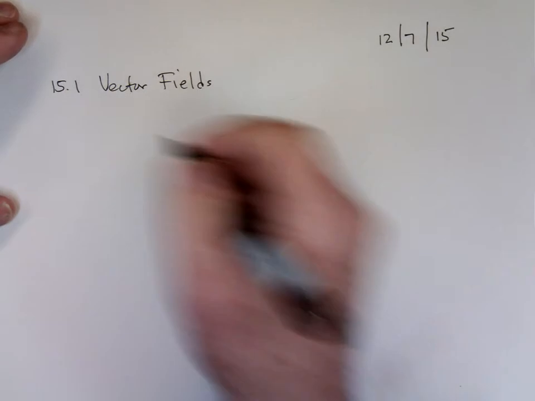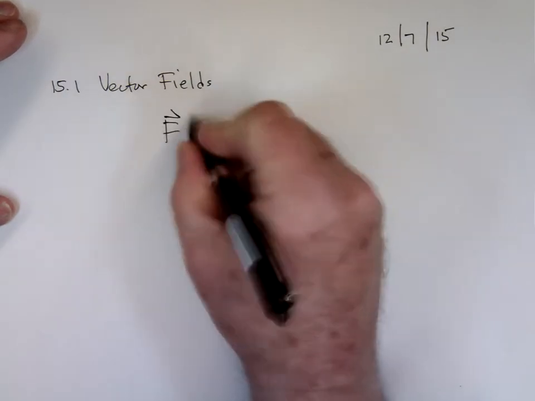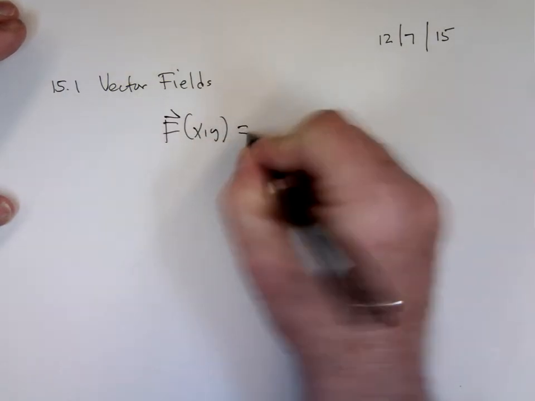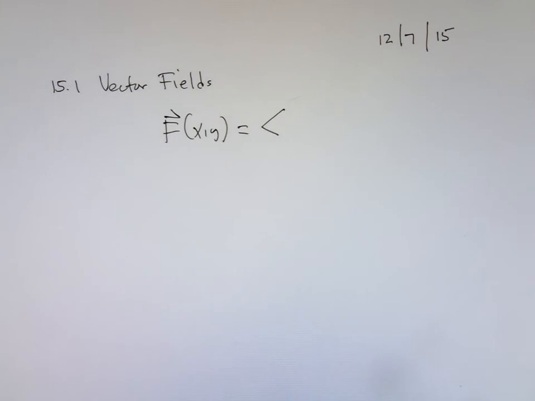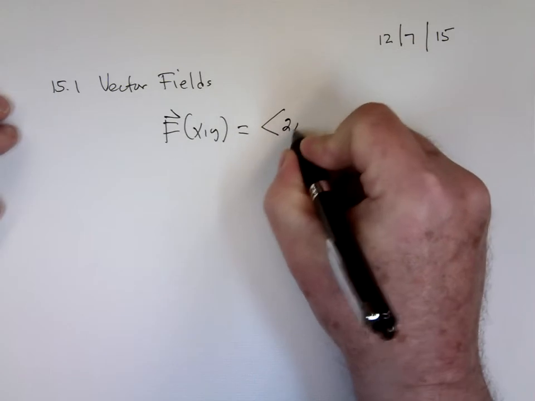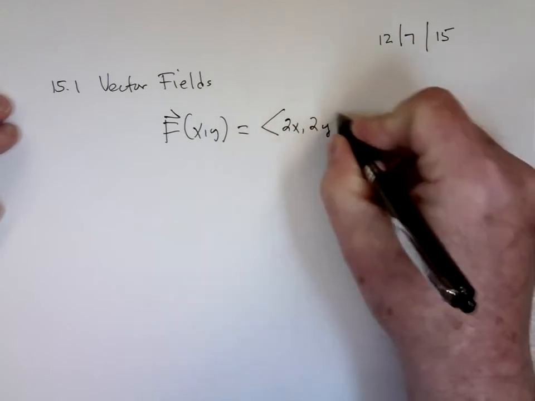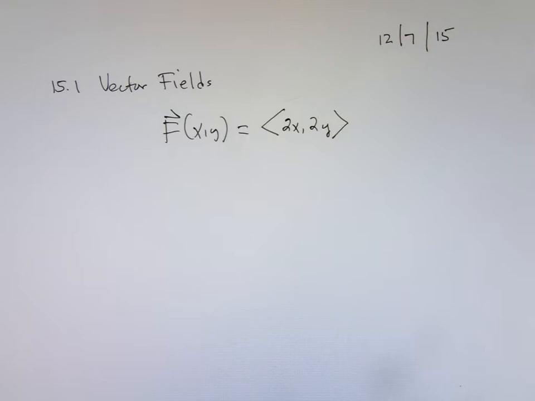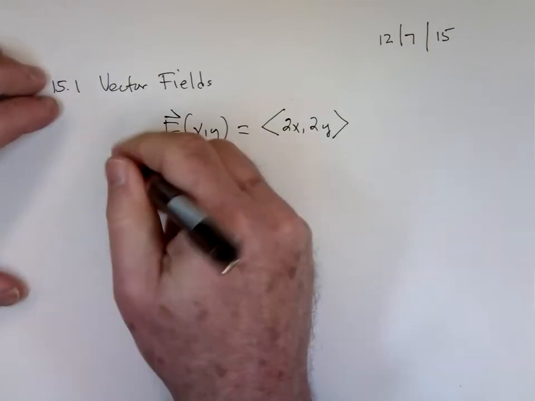A vector field assigns a vector to each point in the plane. So each point is given a vector. Let's say 2x, 2y, for example. This would be an example of a vector field.